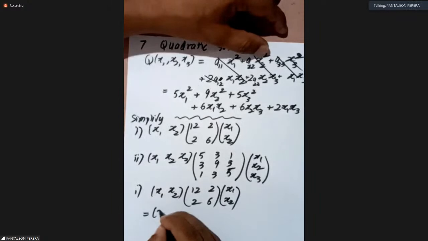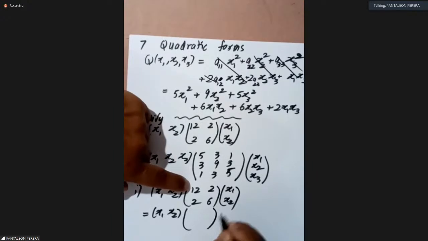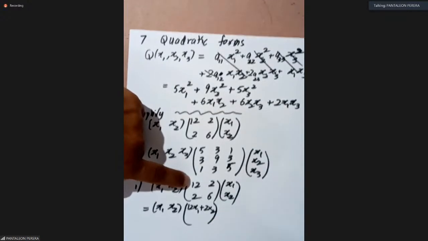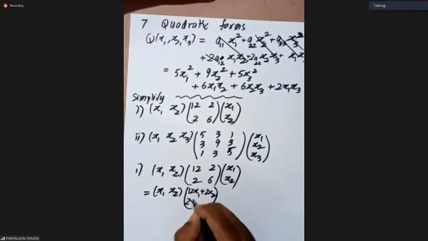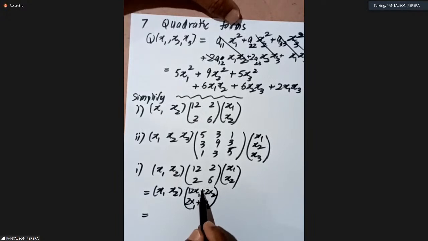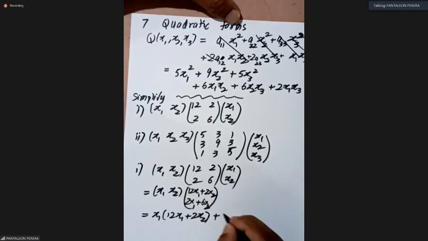Okay, I first leave this one as it is. I multiply these two first. How do you multiply? This row with this column: 12x1 plus 2x2. Here 2x1 plus 6x2. Now when you multiply these two, this goes on top of this one. So x1 times 12x1 plus 2x2, plus x2 times 2x1 plus 6x2.